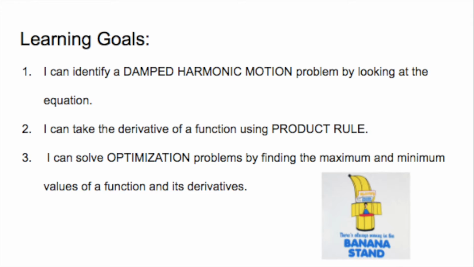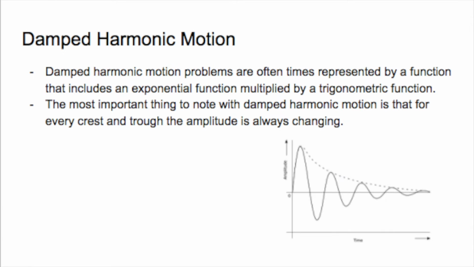These learning goals are the most important takeaways from this lesson, and we are going to use them to solve a problem a little later on in this video. Let us first start off by reviewing each learning goal, starting with damped harmonic motion. Damped harmonic motion problems are oftentimes represented by a function that includes an exponential function multiplied by a trigonometric function. The most important thing to note with damped harmonic motion is that for every crest and trough, the amplitude is always changing.